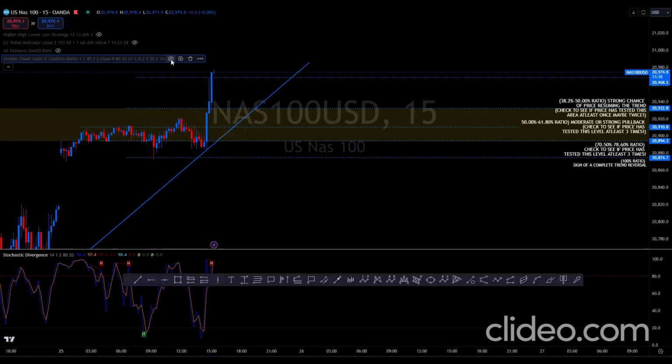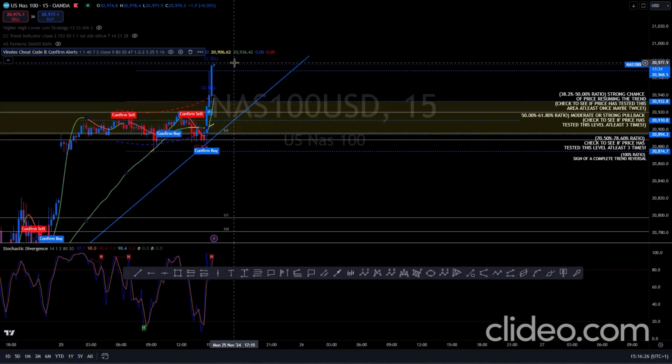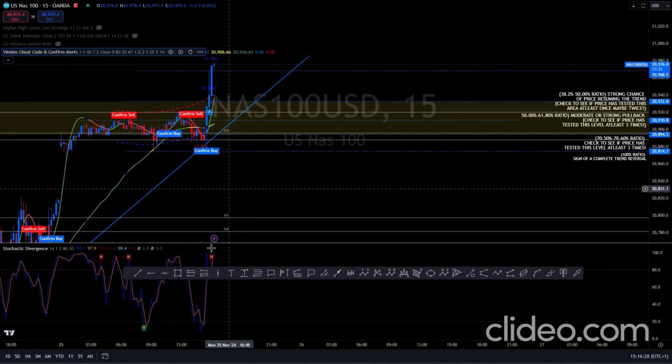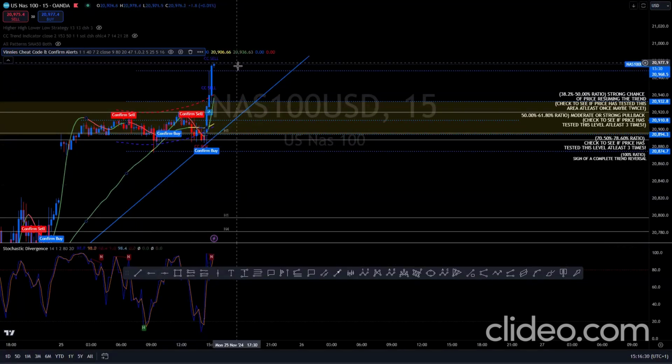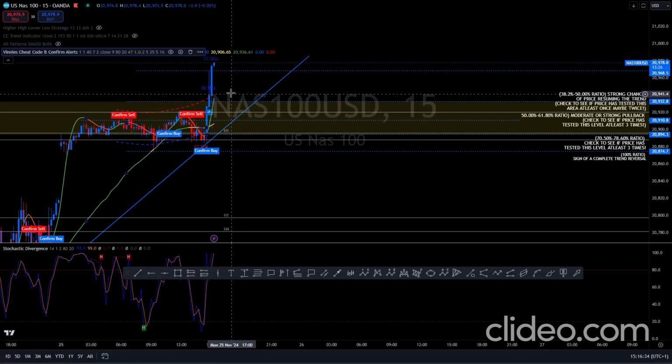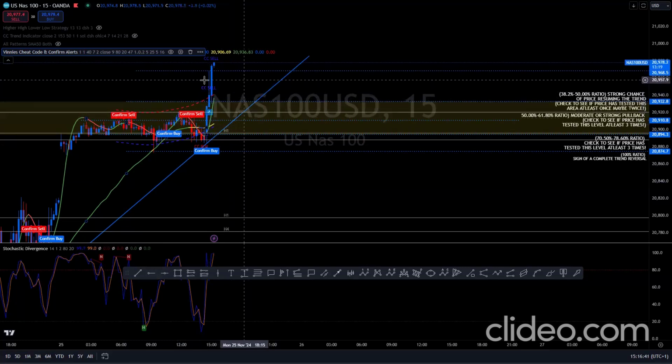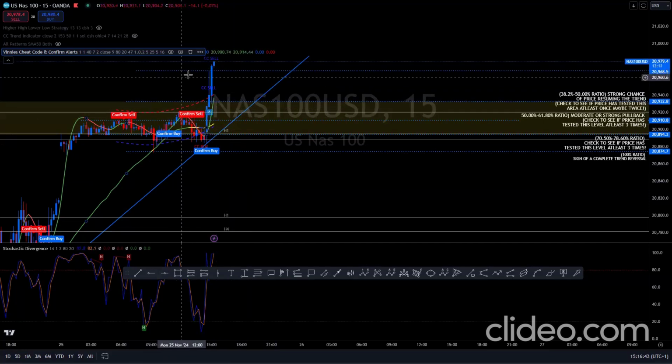Now we're going to turn on the cheat code indicator. And you see that price is sticking out of the Bollinger Band. Now, if price decides to do a counter trend sell, it's going to probably go to this next structure and maybe down in here.